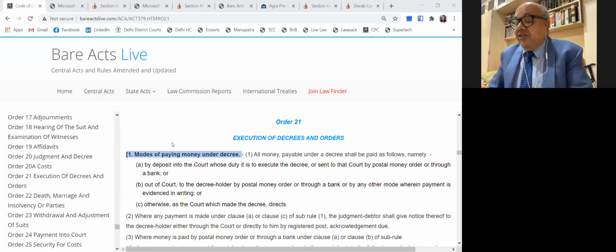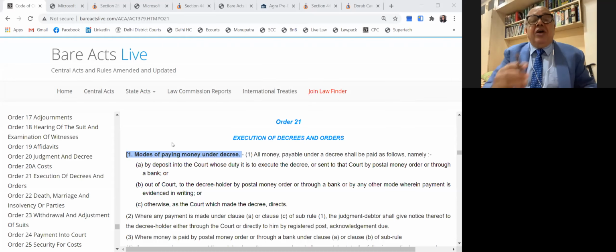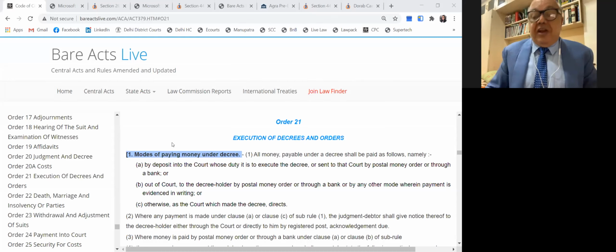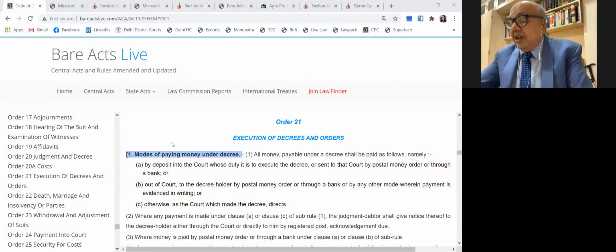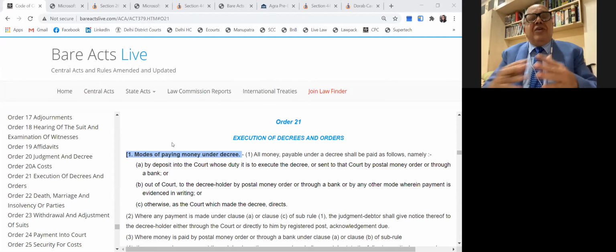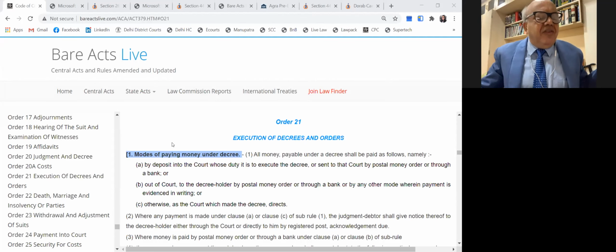Now, let us see the provisions here. The first provision will be who can apply for execution. Is it only the plaintiff, or also the defendant, or a third person, or another person? Now, of course, that has been spread out everywhere in the CPC.